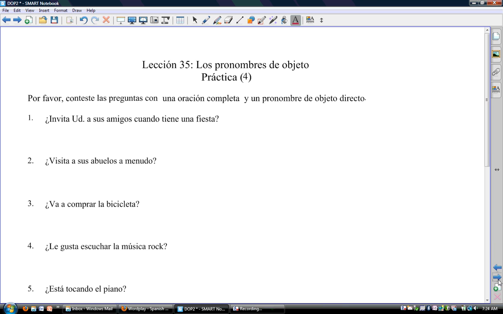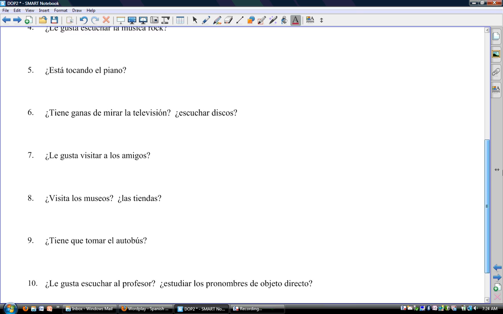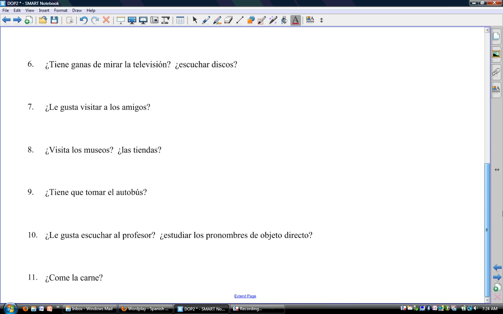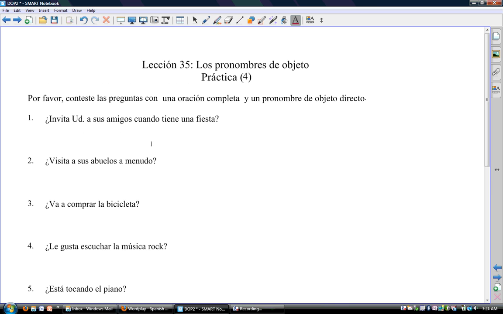Now the best practice, the one I want to spend a little more time on, is number four. This is basically what you'll have to do for the quiz. Just looking at the questions, they all have to do with you. They're asking if you do something. And so all these are also yes or no questions. So you're going to start all of them with yes or no. The hard part perhaps is figuring out what the questions are asking, and then maybe figuring out how to use lo, la, los, or las.